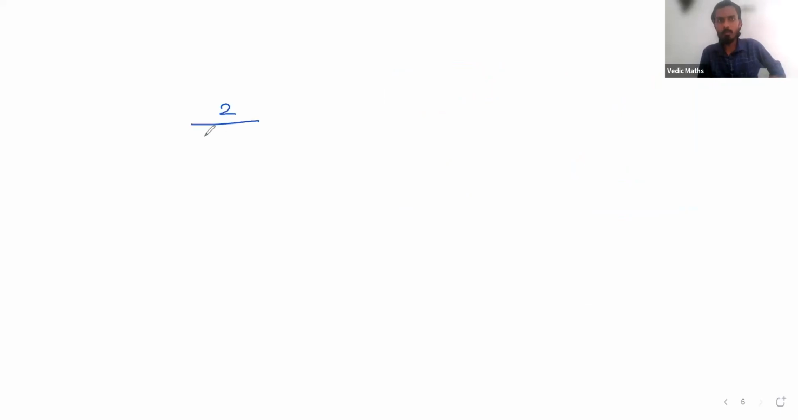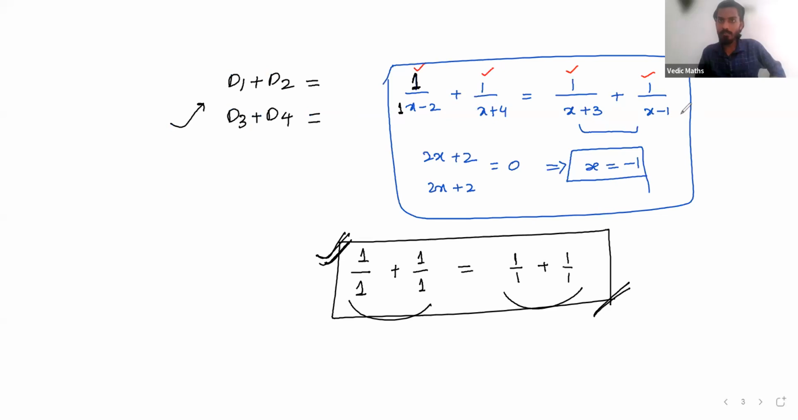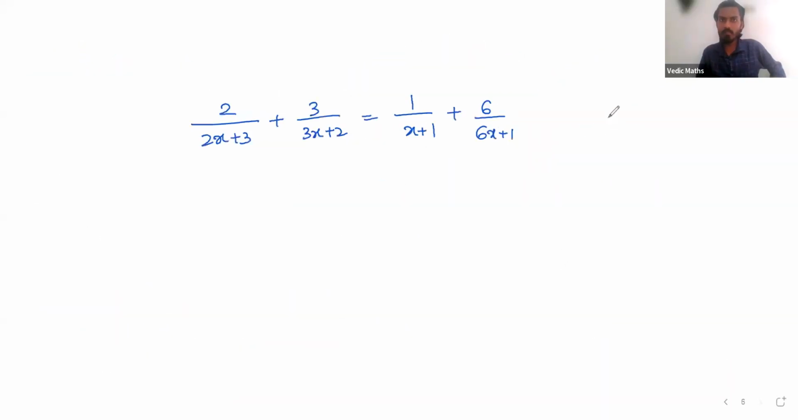Suppose 2 upon 2x plus 3 plus 3 upon 3x plus 2 equals 1 upon x plus 1 plus 6 upon 6x plus 1. Now in this case the numerators are not the same, but I just showed you the condition we took from here, that means the left side and right side should be equal. Let me try whether it is the same or not. So 2 upon 2 plus 3 upon 3 is equal to 1 upon 1 plus 6 upon 6.